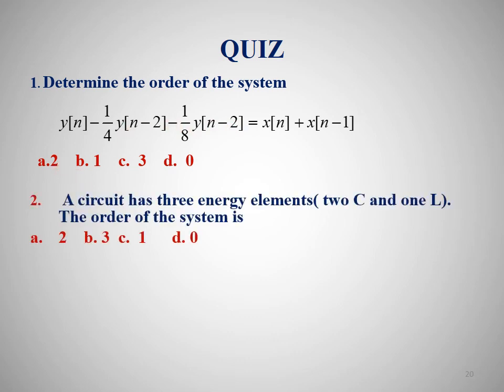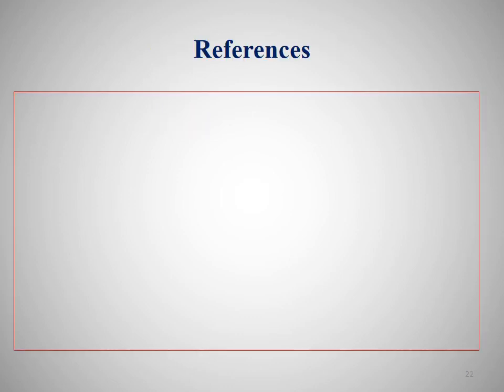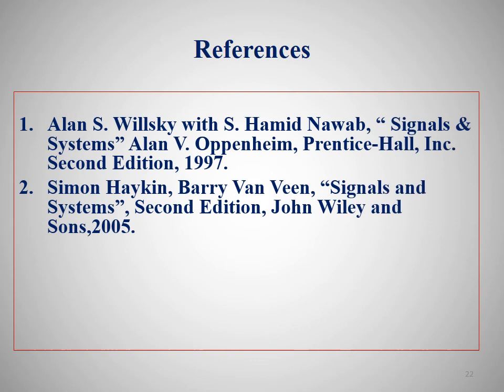The second quiz: a circuit has 3 energy elements, 2 capacitors and 1 inductor. The order of the system is 2, 3, 1 or 0. Any guesses? Yes, it is 3. Thus, the solution is 1A and 2B. The references are, as usual, Oppenheim and Simon Haykin.